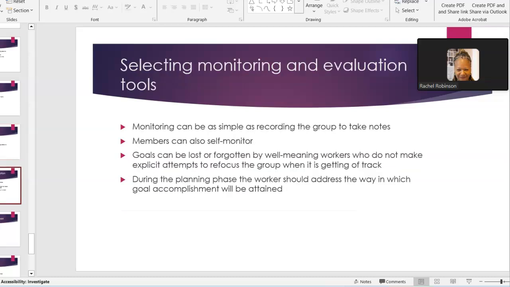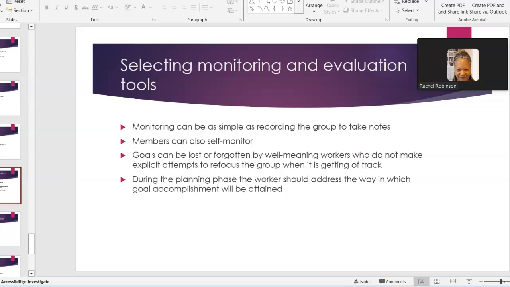Monitoring and evaluation tools. Nancy needs to know how she's doing, how the group is doing. Are they meeting their milestones? Are they going in the right direction, etc.? So she needs to be able to monitor the group, and it could be recording, or it could be that she takes notes for each session.